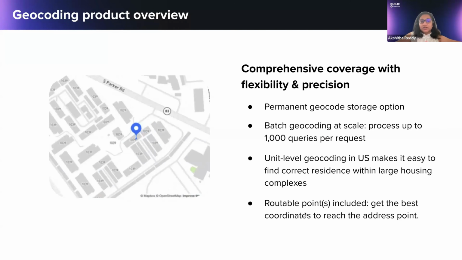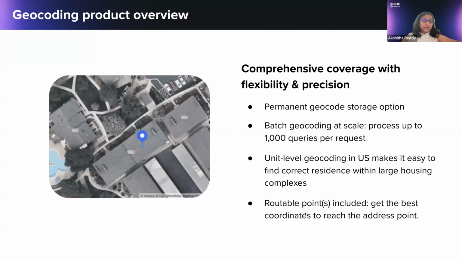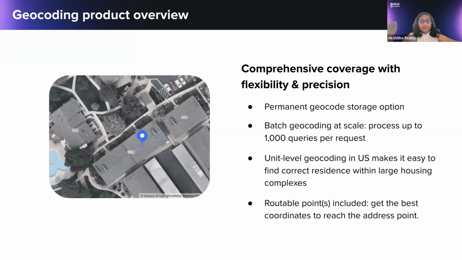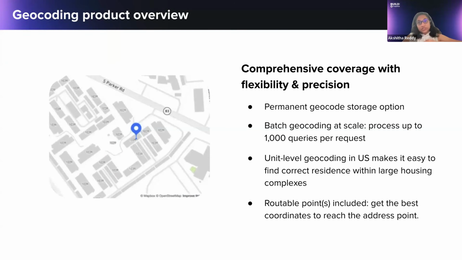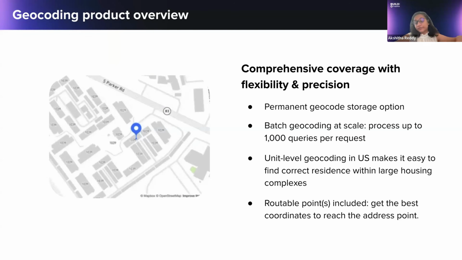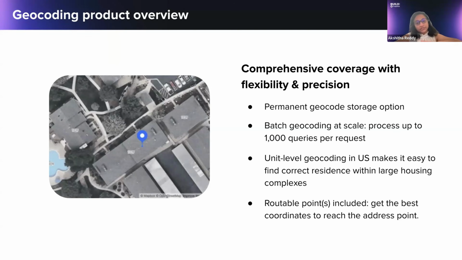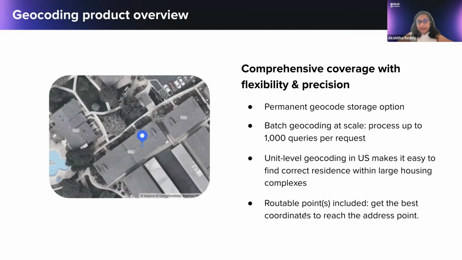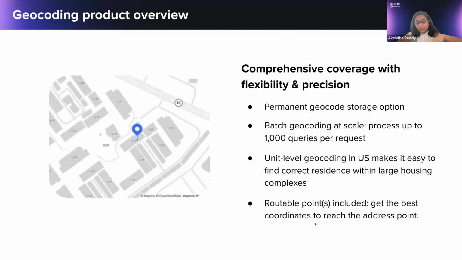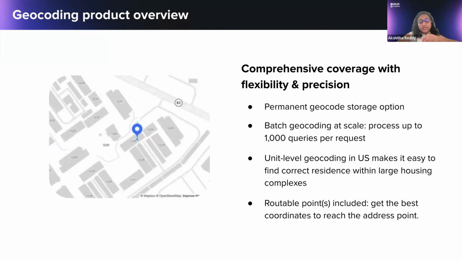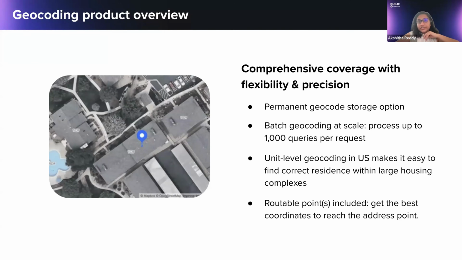The other one we've added is routable points. Routable points is a coordinate location that you would have in the geocoding response itself. When you have to drive to that location, you can use the routable points. In future, we might be adding entrance points as well, which provides you the location very close to the entrance points, especially used for deliveries.